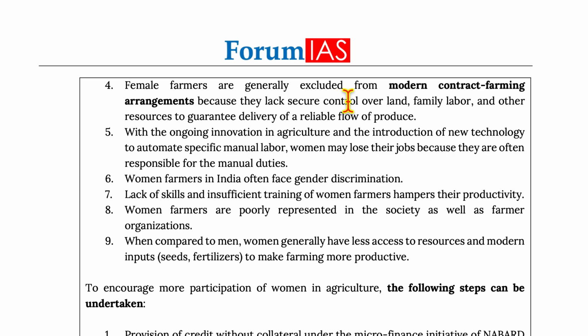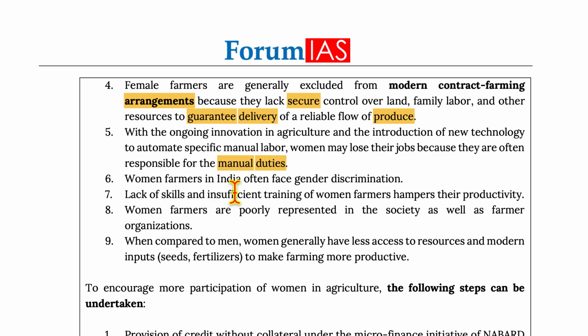Female farmers are generally excluded from modern contract farming arrangements because they lack secure control over land, family labor, and other resources to guarantee delivery of a reliable flow of produce. With the ongoing innovation in agriculture and the introduction of new technology to automate specific manual labor, women may lose their jobs because they are often responsible for manual duties.